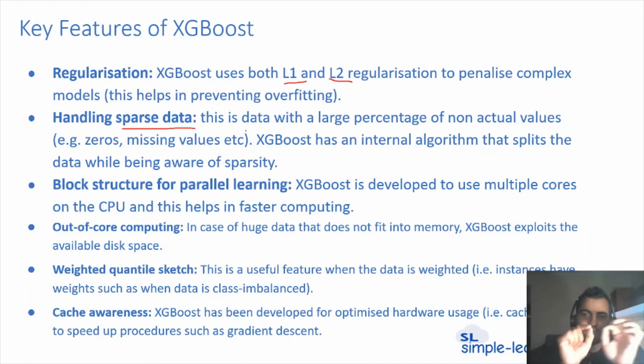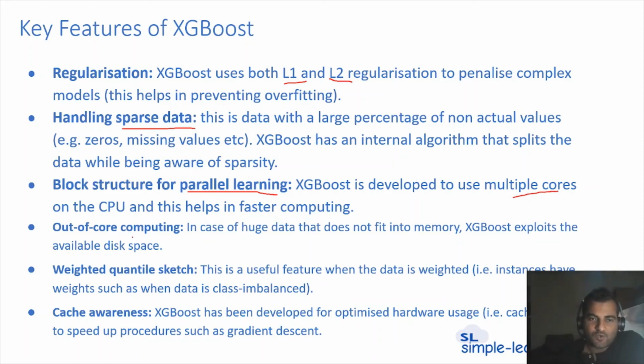So XGBoost has an internal algorithm that splits data while being aware of the sparsity, right? This is, I think, one of the key features which I admire, and this is one of the reasons why most of the time my weightage goes to XGBoost rather than any other classification or regression algorithm. One more key feature is that it can do parallel running by using multiple cores.